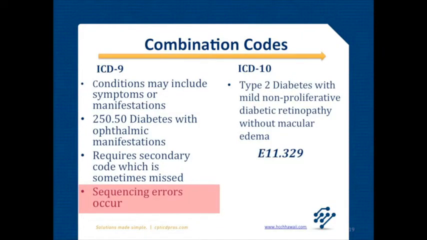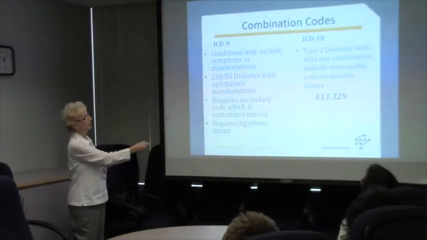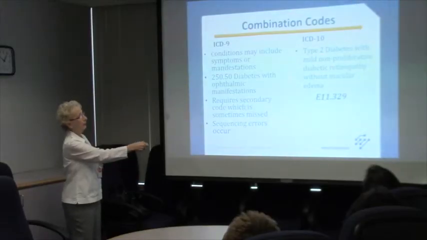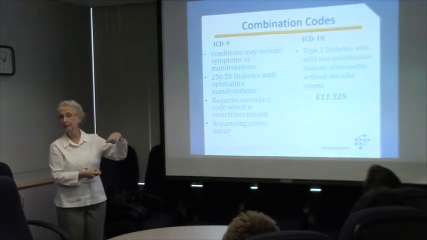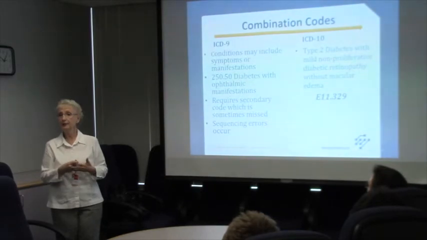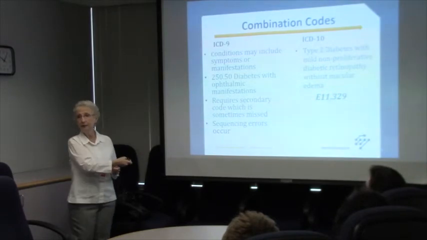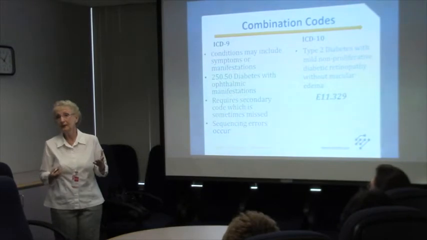Sequencing errors are prevalent. In ICD-10, there are a number of codes that have now been added that combine it. So this is good because here's your type 2, mild, non-proliferative retinopathy without macular edema, one code. You've got a whole lot of these. There's moderate non-proliferative, there's with and without macular edema, but it's still just one code. So once the providers catch on to that, your ophthalmologist can use it, your internist can use it, your endocrinologist can use it, one code. So that's kind of good news, I think.